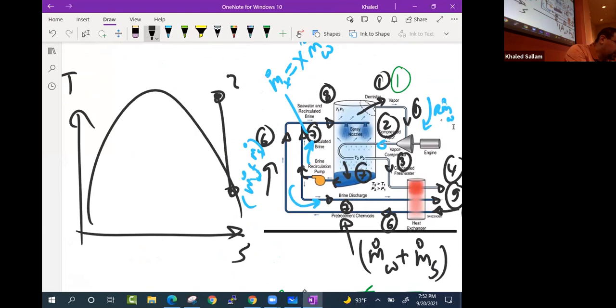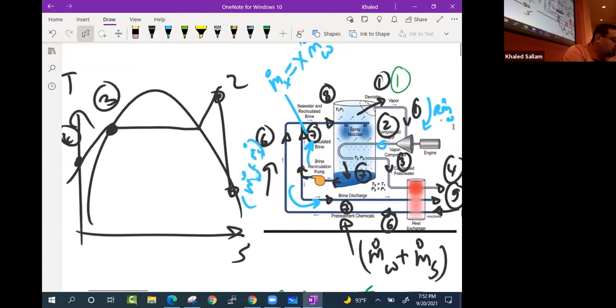So 1 gets compressed to 2. 2 is now superheated vapor. What happened to 2? It needs to become liquid so that we can drink it. So what do we do? We cool it. We cool it at constant pressure, right? Any cooling that does not get you to 3 is not good enough, right? It's not liquid. So 3 has to be like this. And then 3 gets cooled in the heat exchanger to 4 at constant pressure, right?